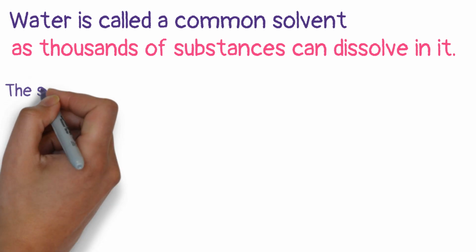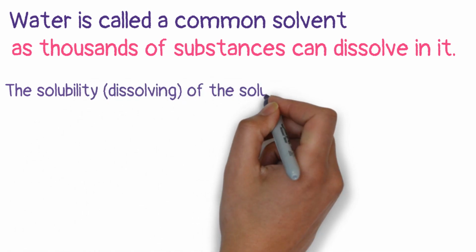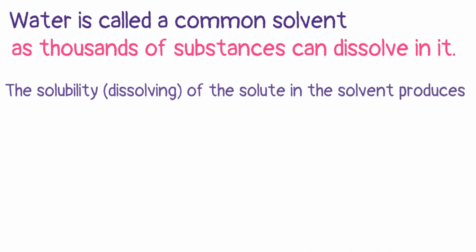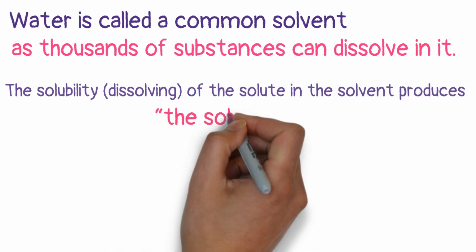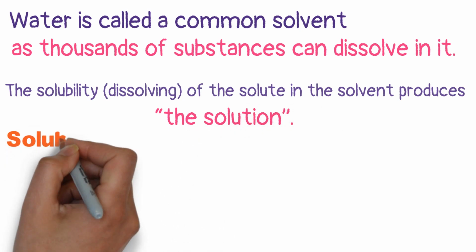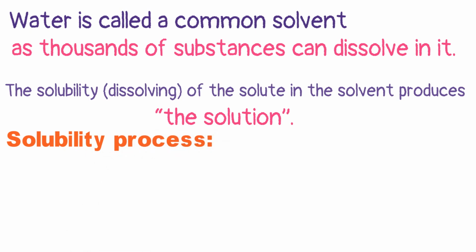The solubility process is the dissolving of the solute in the solvent to produce the solution, as we said before. This process is called the solubility process. What is meant by the solubility process?